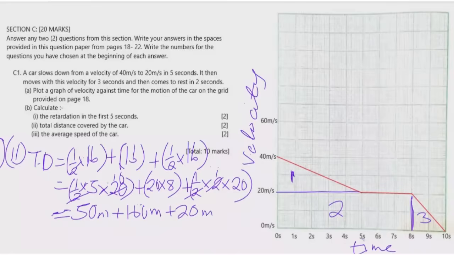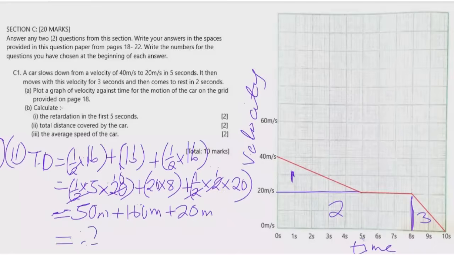Then we just find the sum of those. 50 plus 160 gives us 210, plus 20 gives me 230.